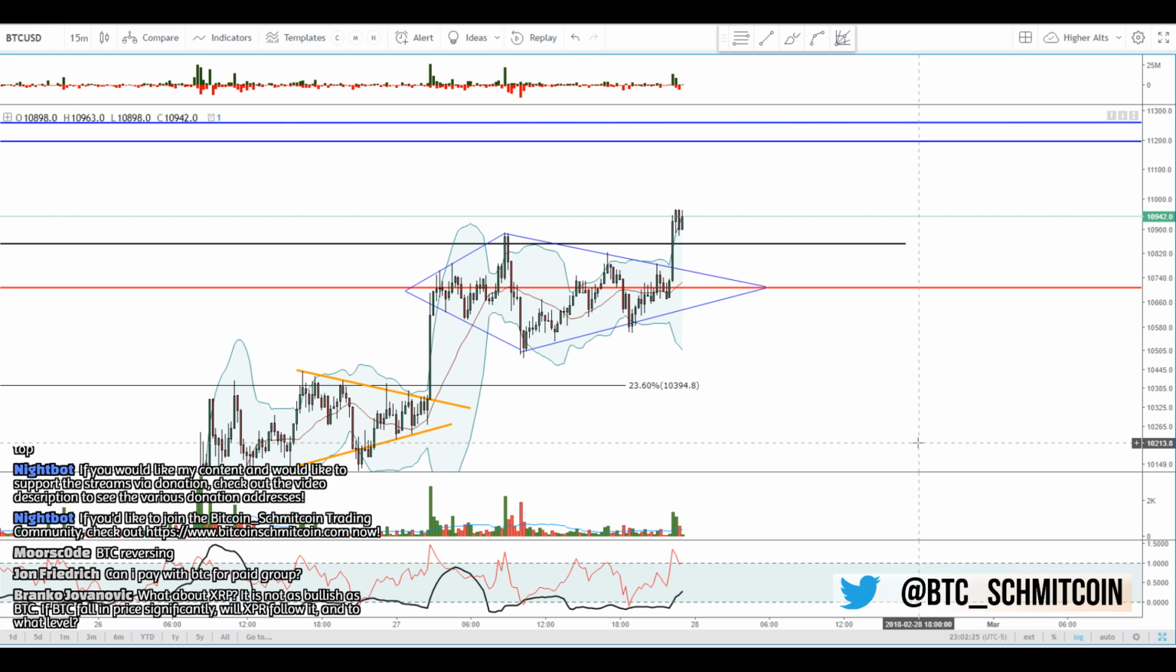What about XRP? It is not as bullish as BTC. If BTC falls in price significantly, will XRP follow it, and to what level? Yeah, XRP, like I said, everything's going to go down with it. If Bitcoin falls, they're all going down. Except for apparently Nano. Nano is just on a rampage, but it's a different story for a different day.